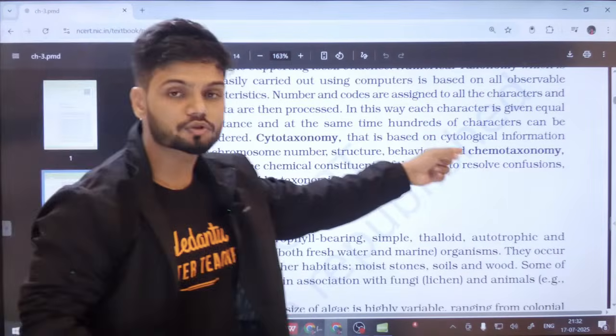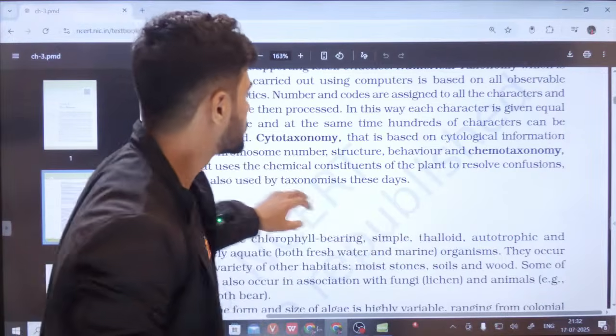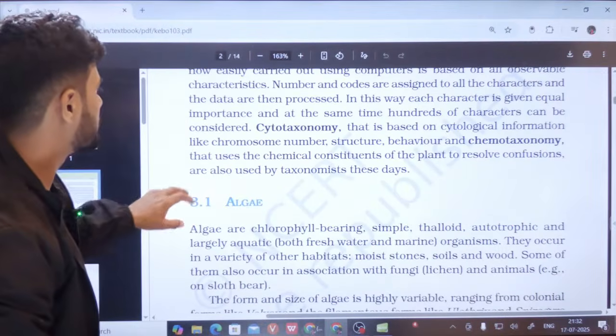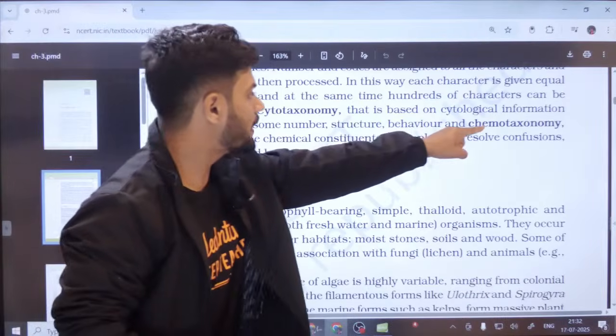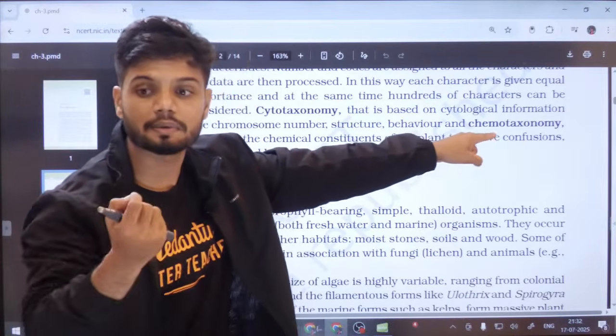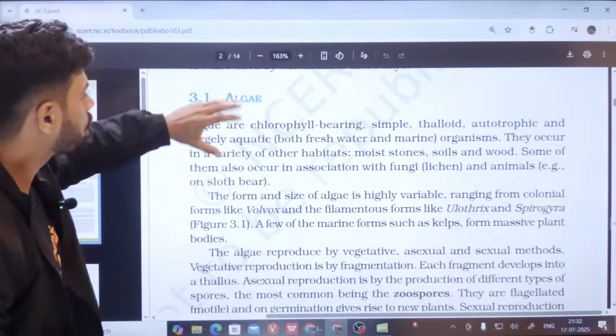Cytotaxonomy is based on chromosome number, chromosome behavior, structure. Then we have chemotaxonomy based on chemicals. Then we talk about algae, students.